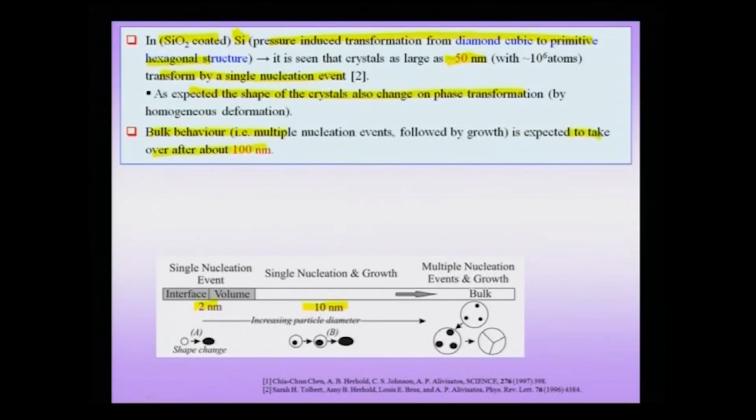100 nanometers. So, it is clear that when you study more than one size system, up to about 50 nanometers seems to be the regime where you can have a single nucleation event. Of course, it could be nucleation followed by growth, but a single nucleation event is responsible for the entire phase transformation. And when you go to, for instance, about 100 nanometers or more, we can assume that it is bulk like behavior with respect to what you might call the phase transformation by nucleation and growth.